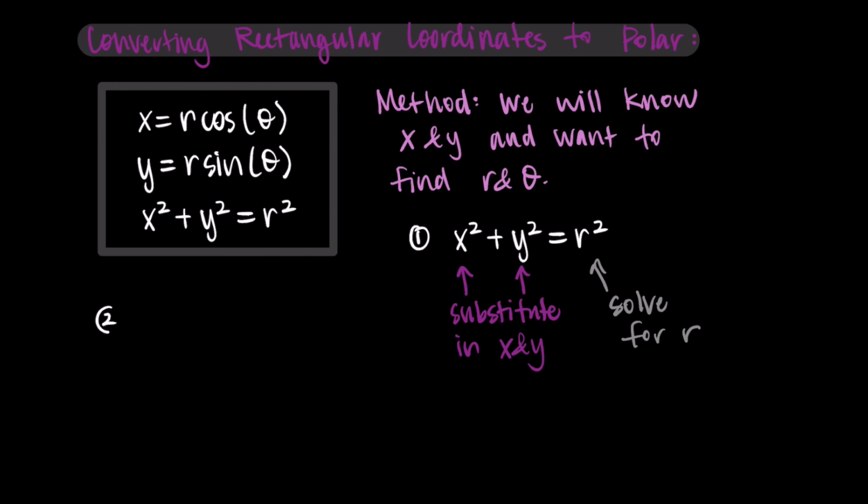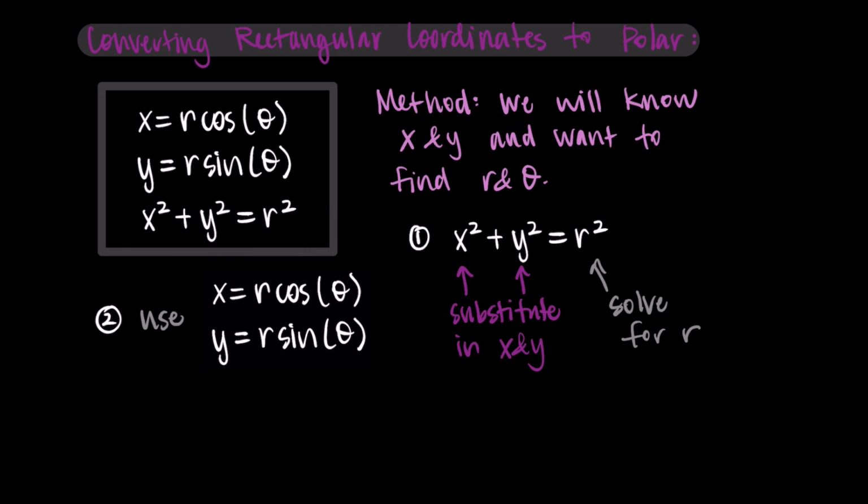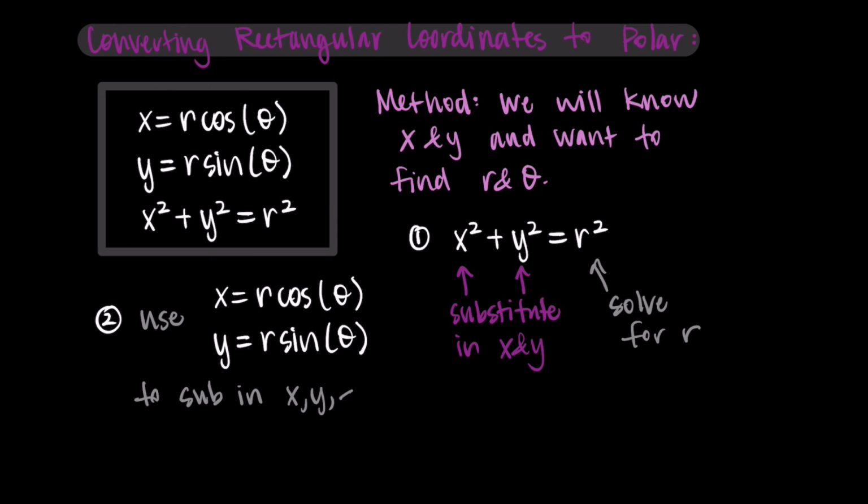Then once we have that, we'll move on to the second step, which is to find theta. We'll use x equals r times cosine theta and y equals r times sine theta to sub in x, y, and r. We know the x, we know the y, and then we just found the r, so we can plug in all of this information and then solve for theta.